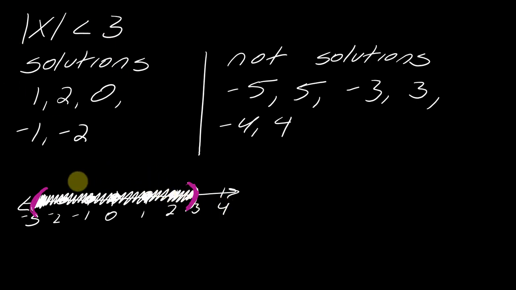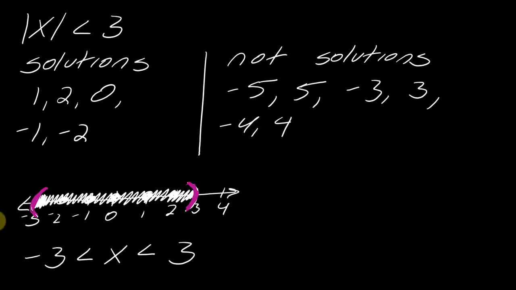So a way we could express this without absolute value would be that x is between -3 and 3 non-inclusive. And this is the exact setup for how to solve this. So this is why that's the setup.